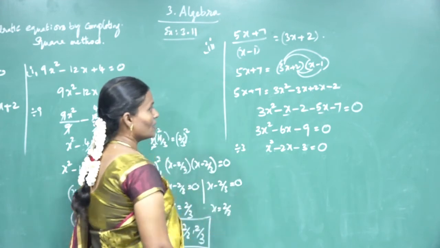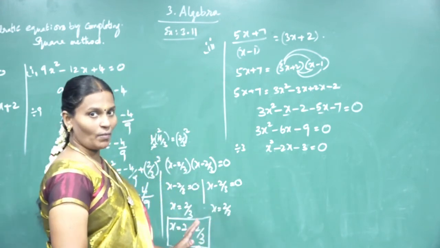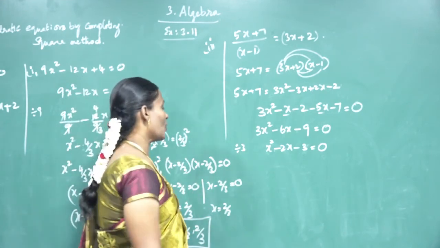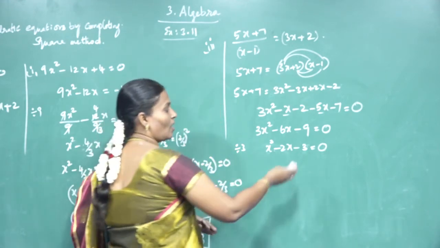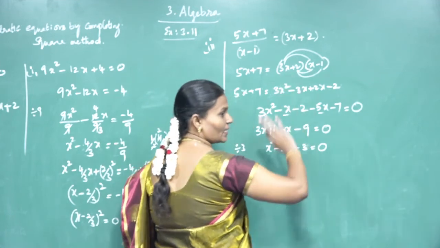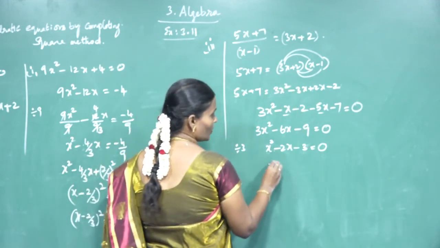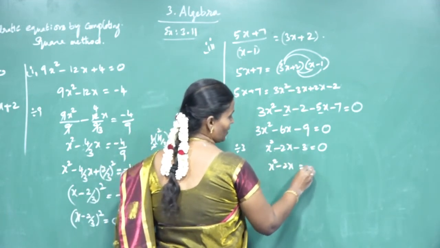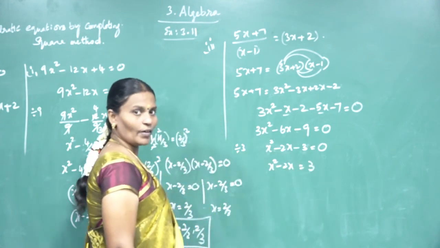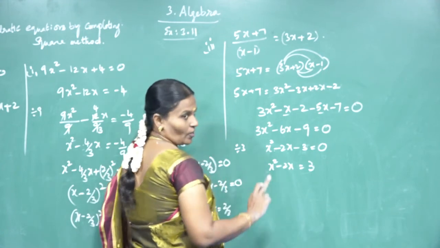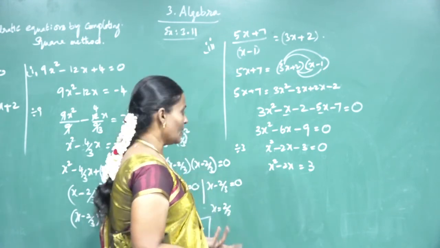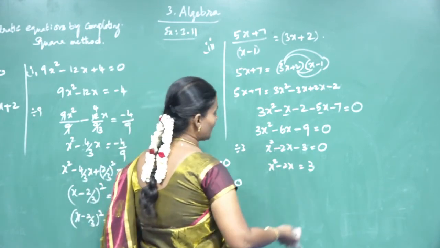Now you see, this is the general form of the quadratic equation. Okay, first step over. Now what is the second step? The constant term, bring into the right side. That is the second step, isn't it? So x square minus 2x is equal to 3. Okay, what is the next one? Here what is the coefficient of x square? 1 only. So no need to divide, isn't it? Okay. So what is the next step?